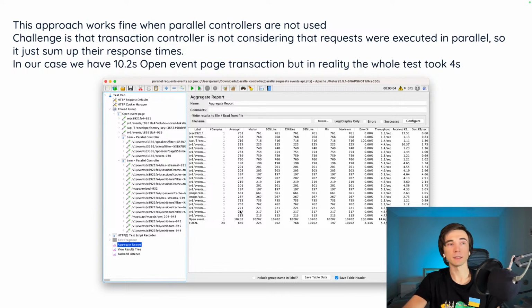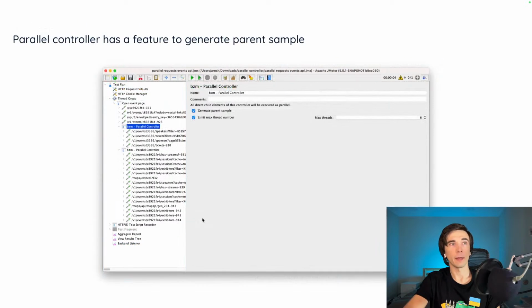That's a problem. I want to see 4 seconds in open event page. The parallel controller itself has the generate parent sample checkbox, so you can go inside it and check it. Some of you may use it also, but unfortunately, it is not solving the problem either.